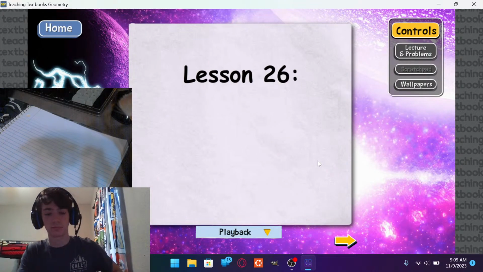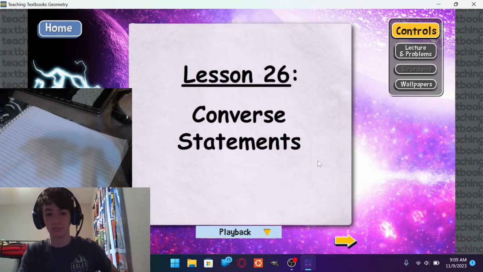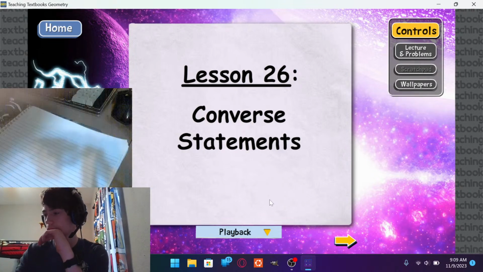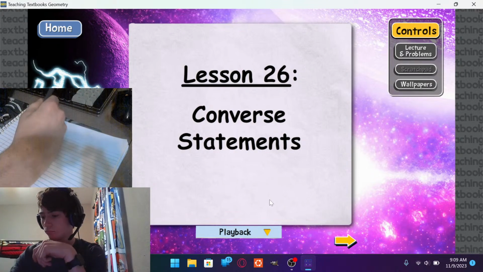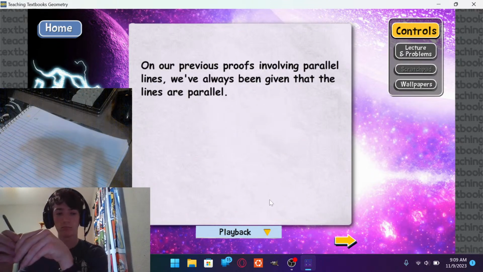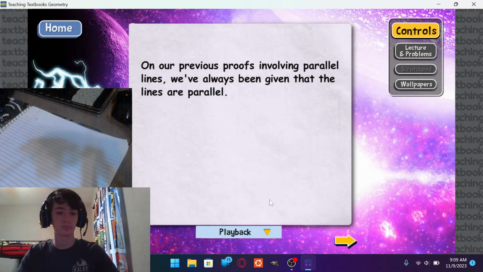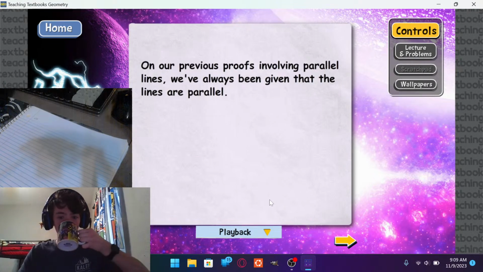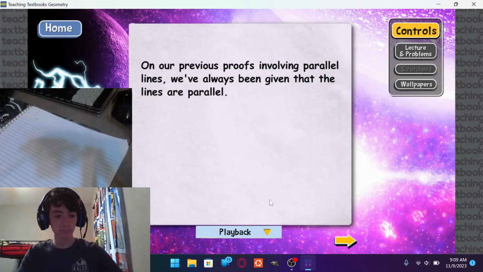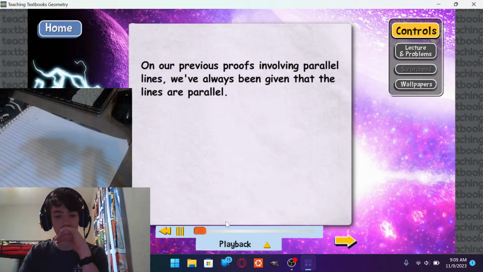Lesson 26, converse statements. Okay, so that's really far in this chapter. When we've been working on proofs that involve parallel lines, we've always started with a given statement that says the lines are parallel. And then we've always had to prove that a certain angle pair is congruent, or maybe that the pair is supplementary. But we've always started with the information that the lines are parallel. That's been given to us as something that we should assume to be true.